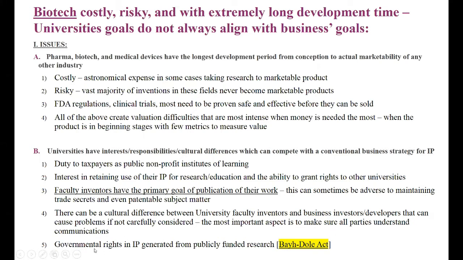And then, of course, the last item here is governmental rights in IP generated from publicly funded research. That has to do with the Bayh-Dole Act, sponsored by Senators Birch Bayh and Robert Dole. That was 1980, and we'll get into that in detail.